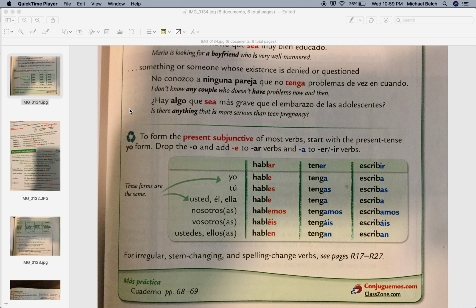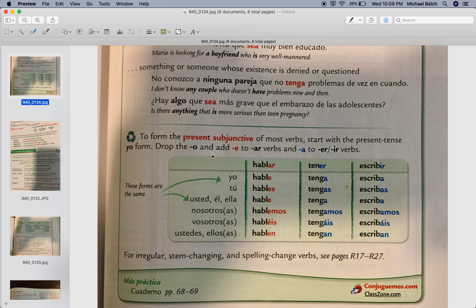All right, here is the lesson for today. We're going to return to the subjunctive, which we haven't talked about for quite a while. So what I'm going to do first here is remind you how to form the subjunctive. I'm going to go through it quickly. If you have questions, you'll need to pause and review this chart right here.